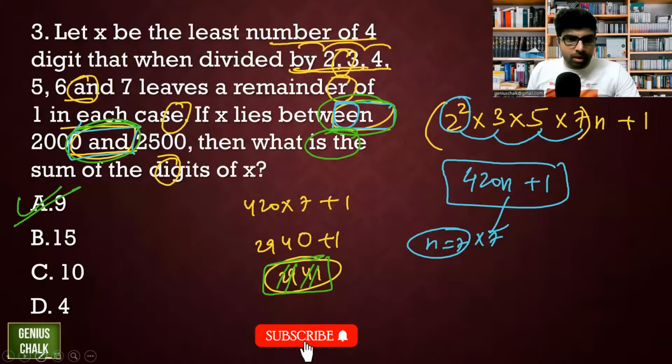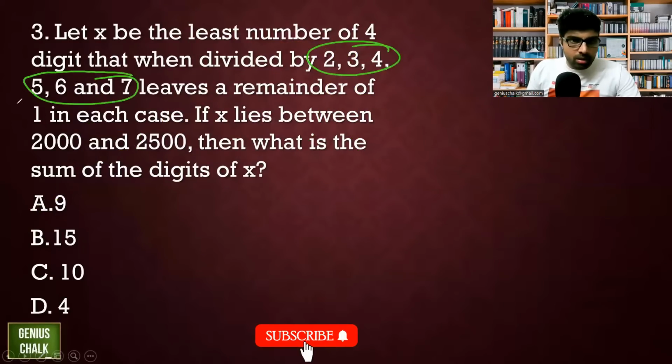Okay, let's solve one more like this. The numbers by which the number is divisible are the same, and this time 6 also. So the highest power of 2 available is 2 square.